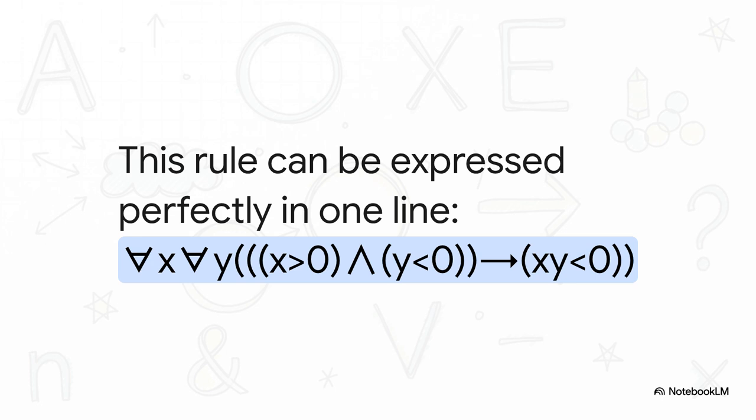Let's walk through it. It says, for any number x and any number y, if x is greater than 0 and y is less than 0, then their product, x times y, has to be less than 0. See how all the pieces fit? The quantifiers, the predicates, the logical operators, they all come together to express that rule with zero ambiguity. That's the power you now have.